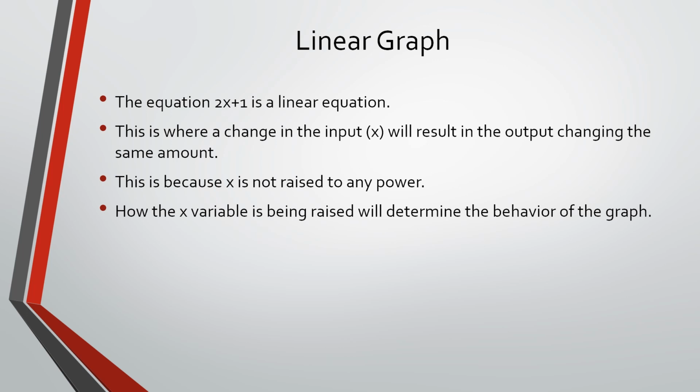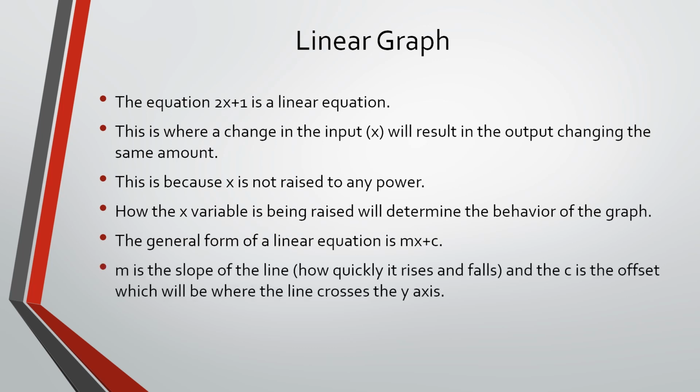How the x variable is being raised will determine the behavior of the graph. How it's being multiplied would also change the behavior of the graph. So if it's being multiplied by the 2, it's going to rise a lot quicker. And we'll see that on the next one. The general form of a linear equation is mx plus c.